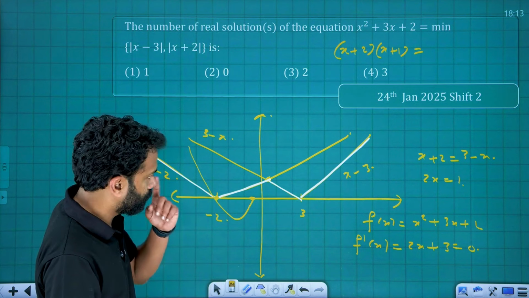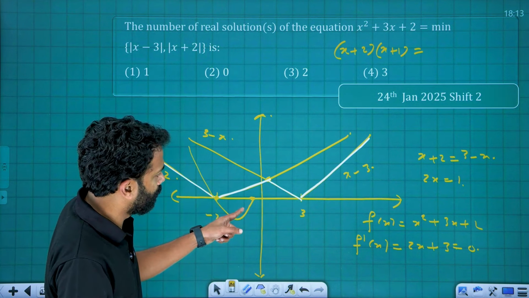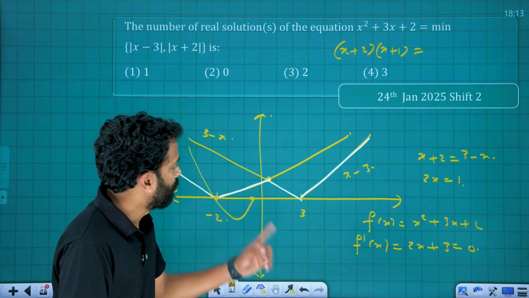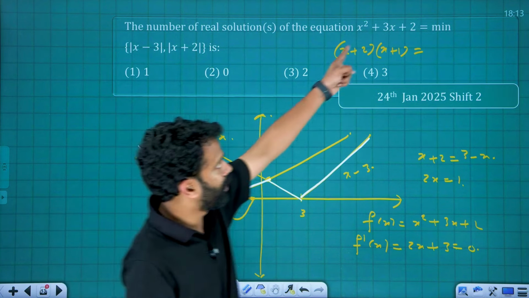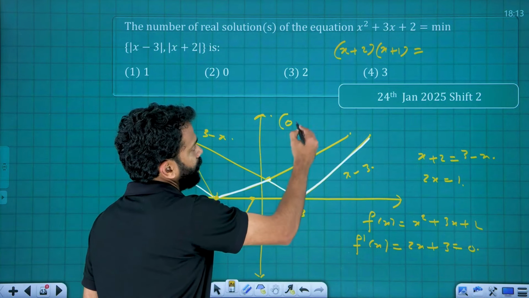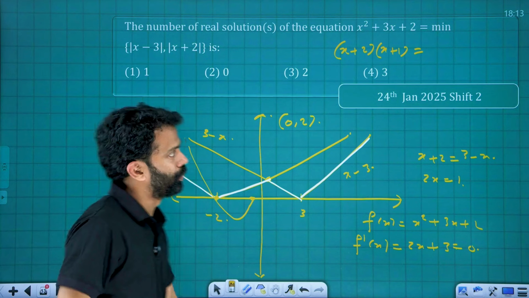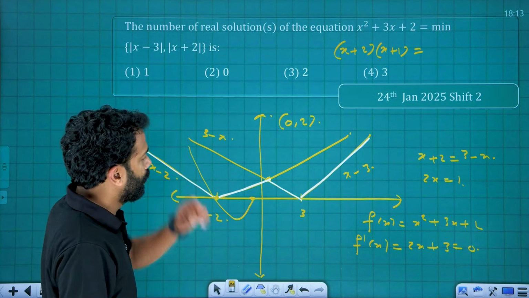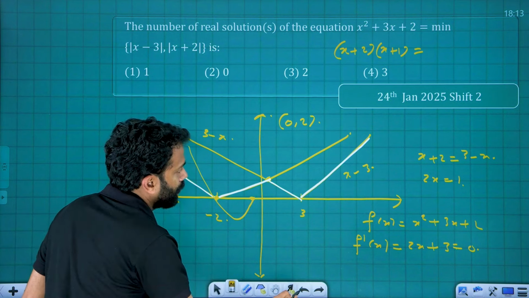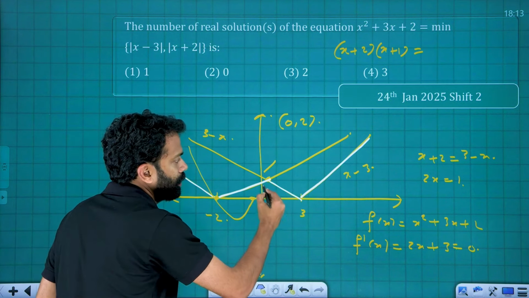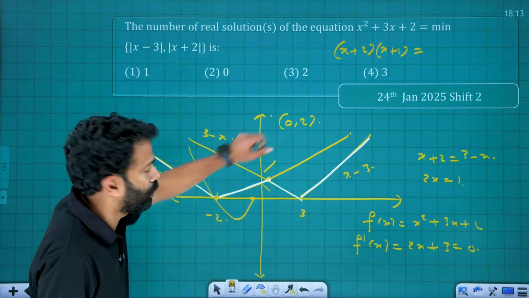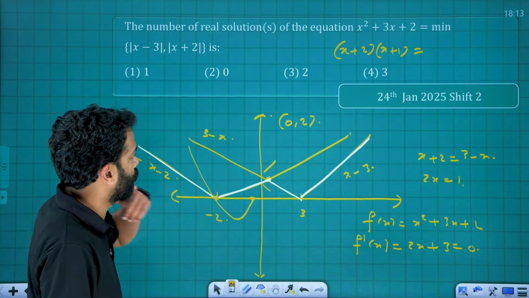Okay, so let's take the point where the parabola hits the y-axis. The parabola hits the y-axis where x becomes 0. That is 0, 2. Okay, the parabola hits the y-axis at 0, 2. And let's check if any one among these two, there are 2 points here. This is point number 1 and this is point number 2. Let's check if any one among the 2 points passes through the point 0, 2. Only then we can draw that.